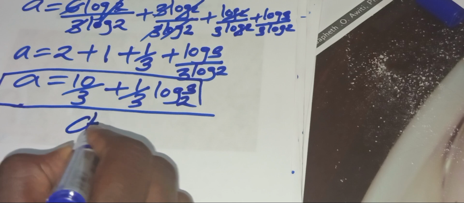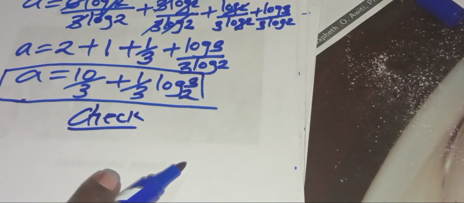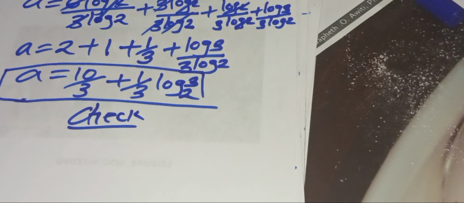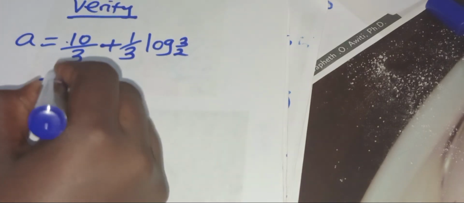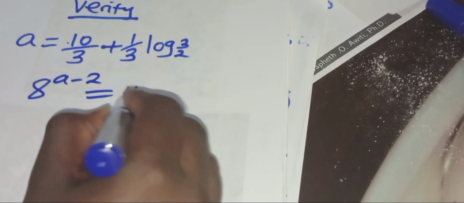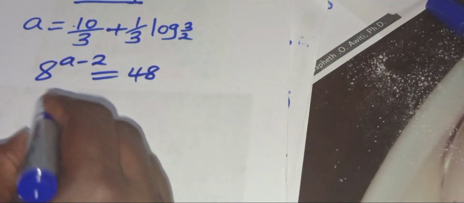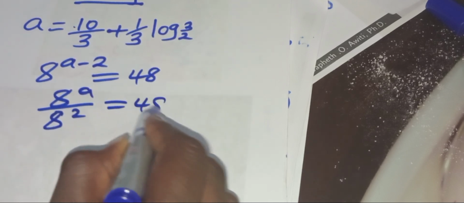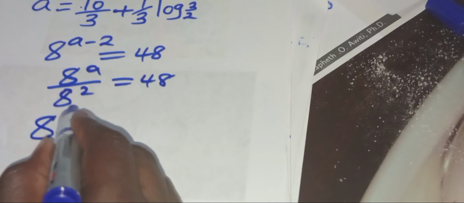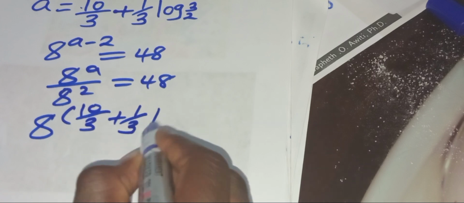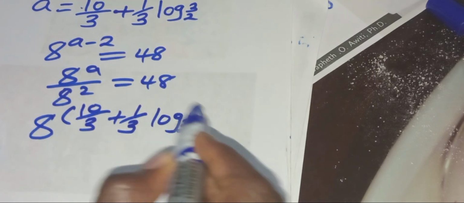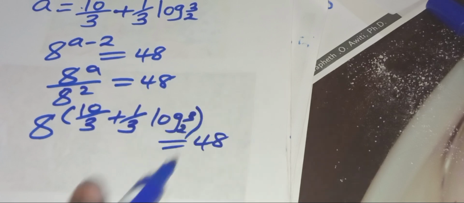Now let's check if this value of a satisfies the equation. So let's verify that this value of a satisfies the equation. If you recall, we have 8 raised to the power a minus 2 equal to 48. So we can write this as 8 to the power a divided by 8 squared, equal to 48. Let's substitute the value of a, which is 8 to the power 10 over 3 plus a third log 3 to base 2. This should give us a value of 48.